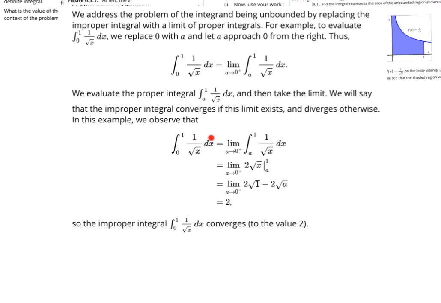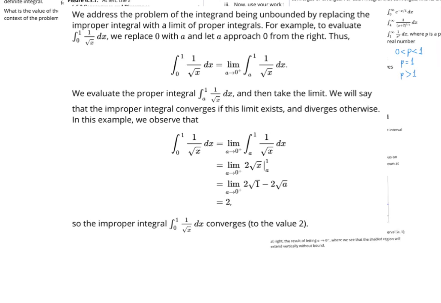We write the integral from 0 to 1 of 1 over square root of x dx as the limit as a approaches 0 from the right of the integral from a to 1 of 1 over square root of x dx. We do the calculation, plug in the limits of integration. Now, as I've been saying, we have a formula in terms of a, and now we're taking the limit of it as a goes to 0 from the right. Turns out that this limit is equal to 2, which means this integral converges to 2.